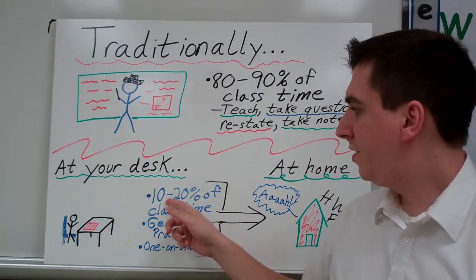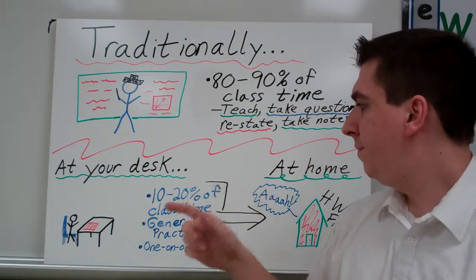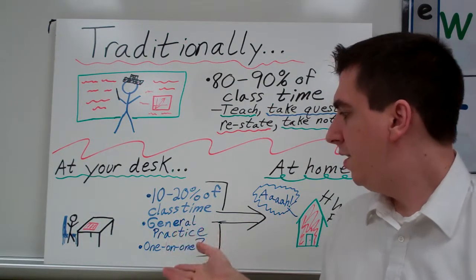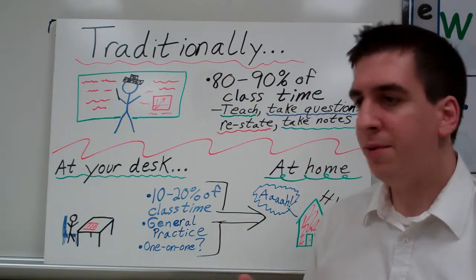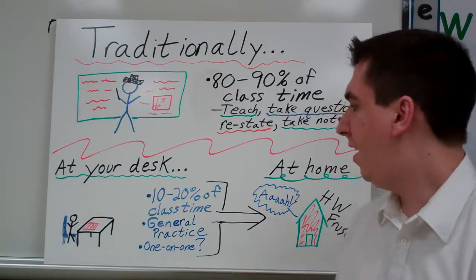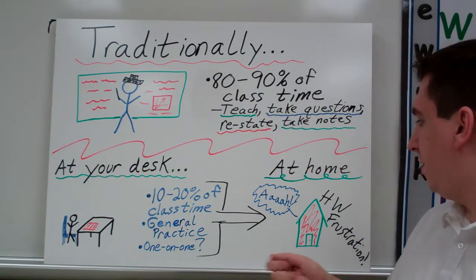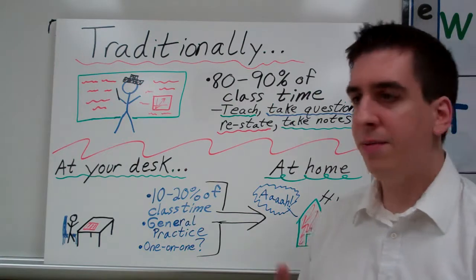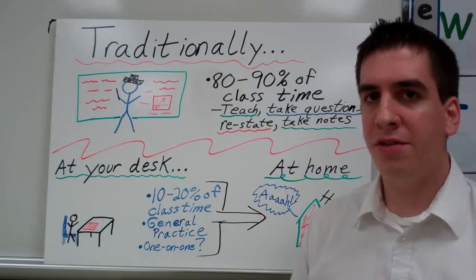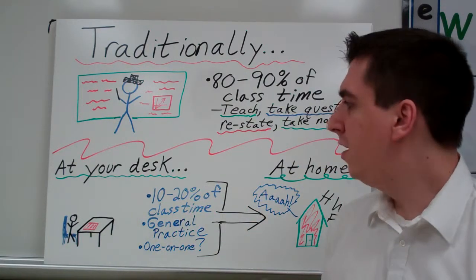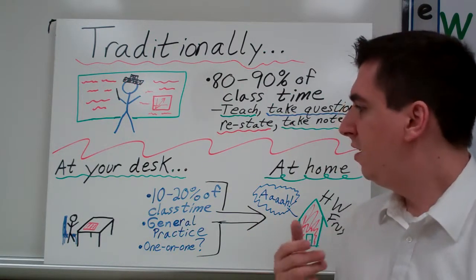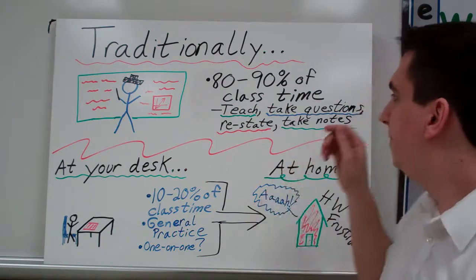When we would go to our desk, 10 to 20% of that remaining class time, what we would do there is sit down and do general practice problems. Was there one-on-one help? I was there, but not as much as I would like to be. I would like to be getting to every single student as much as I can. At home, students would take home homework and be frustrated. Maybe they had this class early in the day. Then they get home and they're not sure, they don't remember how to do these new mathematical concepts, or they just didn't take the right notes, or they didn't take the right thing home, and they don't remember how to do this.